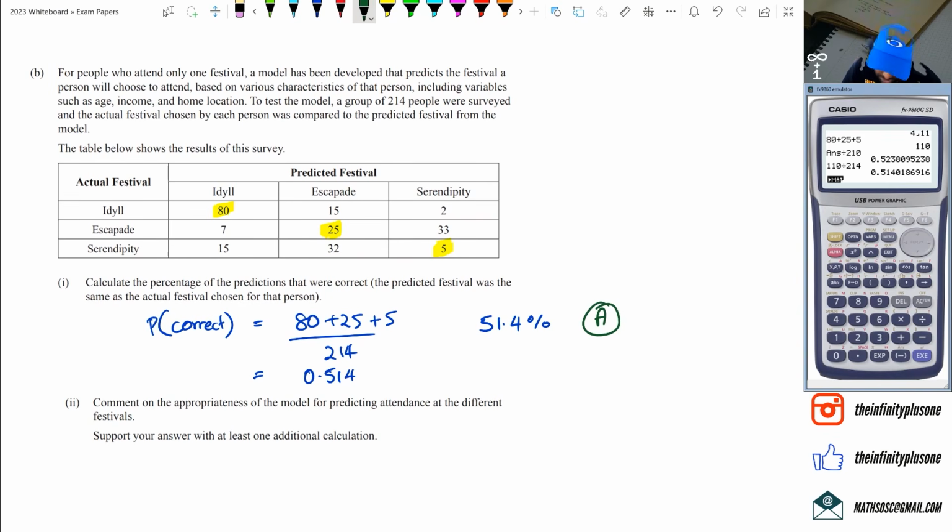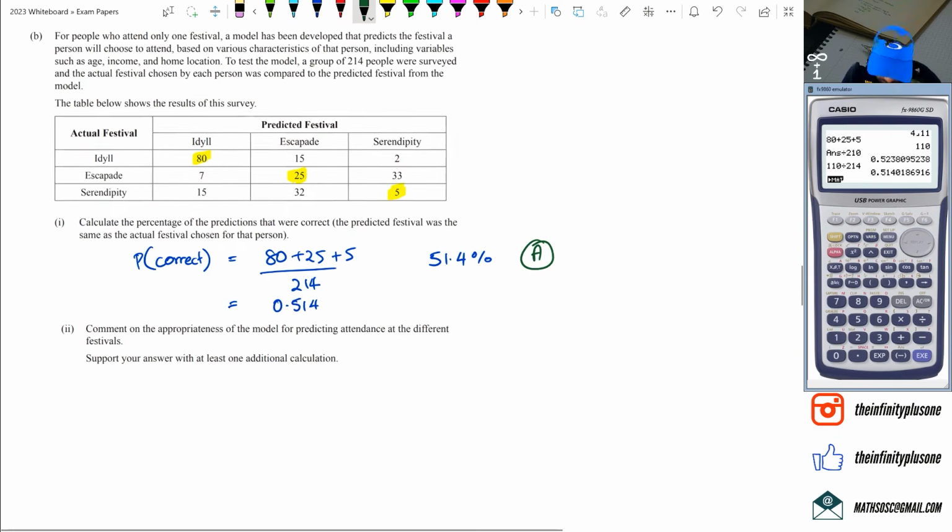Finally, looking at part 2 of this question. Part 2 is: comment on the appropriateness of the model for predicting attendance with at least one additional calculation. In the answer schedule, they've given us all six of these possible things that could happen, so I'm going to try and show you what actually happens with that. First off, we're going to look at 80 out of 102.